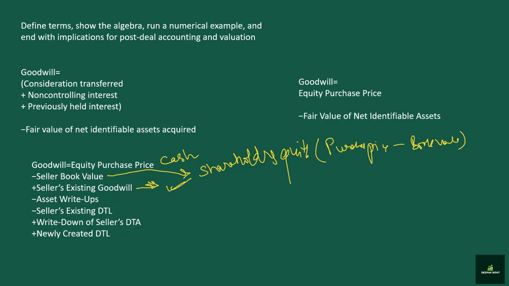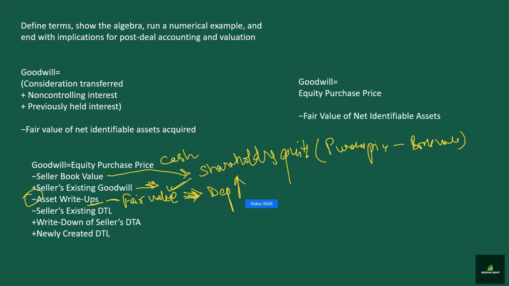And now the asset write-up. So in an acquisition, we measure the identifiable assets at fair value. All right. So assets are going to be written up. And when we talk about fair value, there is a possibility that the asset will be written up, and we will discuss it later on. So this is going to be a subtraction, because the asset value will later impact the depreciation. This will increase the depreciation.